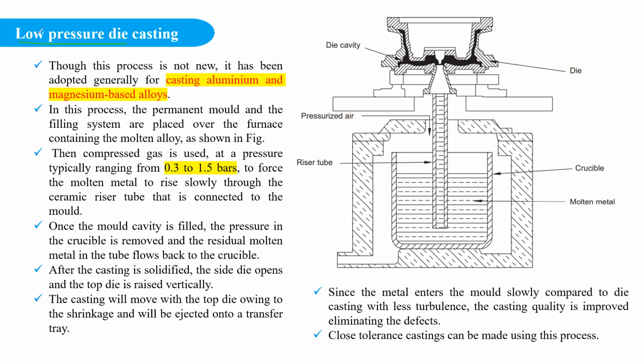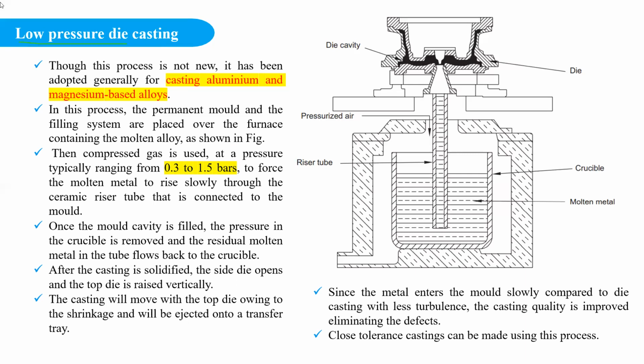So here also it is not made for the high melting point alloys like steel, titanium kind of materials. This process is also designed for the low melting point alloys like aluminum and magnesium based alloys. The melting point of aluminum and magnesium based alloys is less than 660 degrees Celsius, so we can use this process. Then in this process, the permanent mold is used.